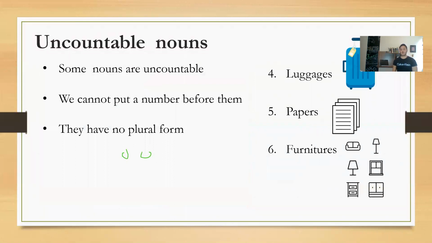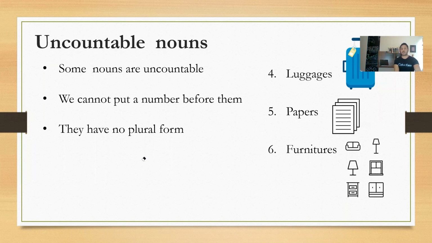On the other hand, we have uncountable nouns. Some nouns are uncountable. That means that we cannot put a number before them. We cannot say one luggage or three luggage. They have also no plural form. We cannot say luggages. Or in the case of paper, we cannot say five papers. Or furniture, we cannot say six furnitures.